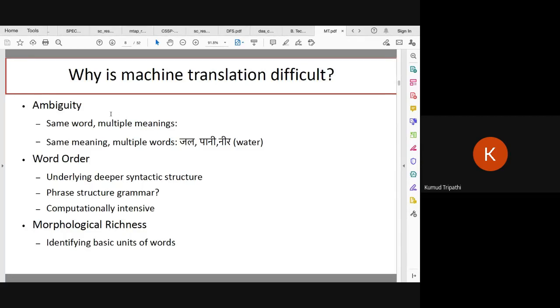Okay, one more difficulty is ambiguity. The same ambiguity we have studied so far: same word, multiple meanings. Can you give an example of this one? Same word, multiple meanings.